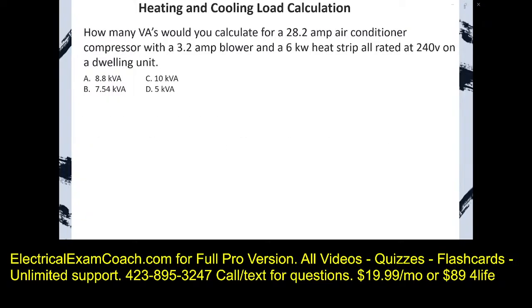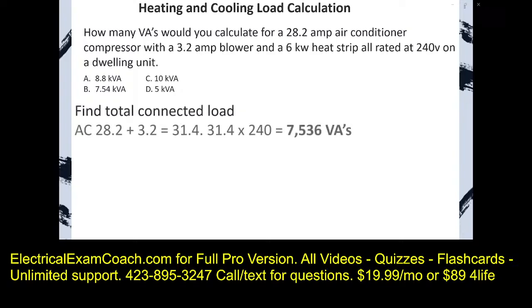How many VAs would you calculate for a 28.2 amp air conditioner compressor with a 3.2 amp blower motor and a 6 kW heat strip, all rated 240 on a dwelling unit? First, let's find our total connected load. Let's do our AC first. We take our amperages and we add them together. Then we need to take and multiply that by the voltage to convert it over to watts. And we end up with 7,536.